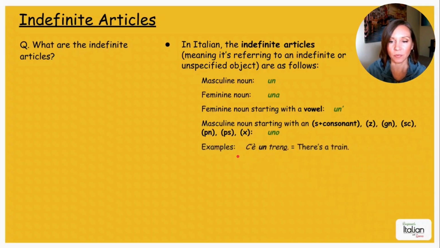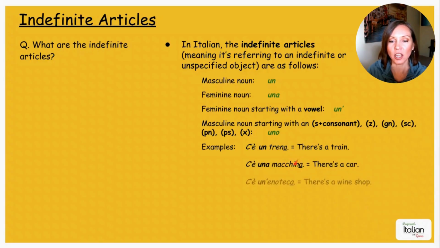Okay, so for example, we have our same examples once more. C'è un treno. There is a train. C'è un treno because it is a masculine noun. It's a masculine singular noun because you don't use these with plural nouns. Okay, so it makes it a little bit easier. C'è una macchina. There's a car. Okay, once again, feminine noun. C'è un'enoteca. There's a wine shop. Okay, un plus apostrophe because enoteca starts with a vowel.